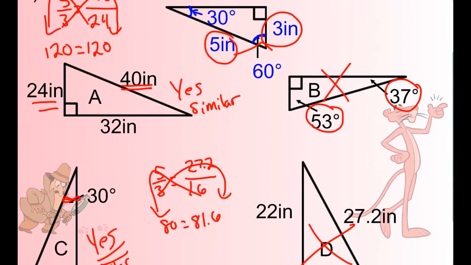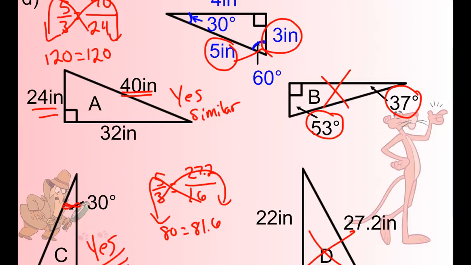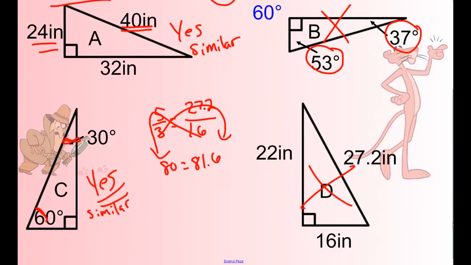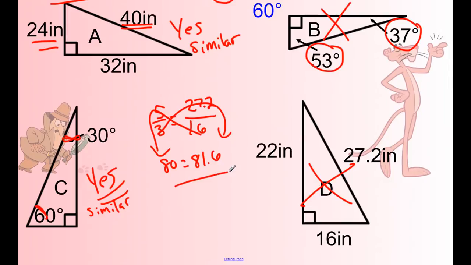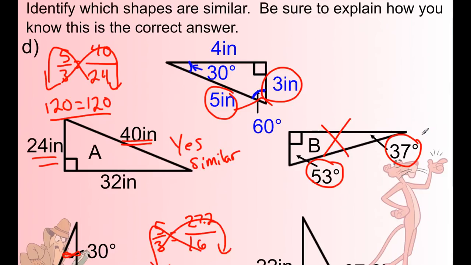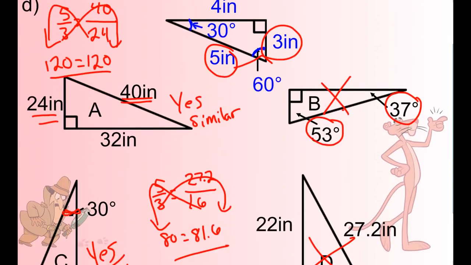Two shapes are similar if their sides are proportional, which means if you set up a proportion and cross multiply, you should get the same thing on both sides. So letter A is similar. Letter D was not. Two similar figures have the exact same angles, which makes them have the same shape. That's why letter C is similar and letter B is not.